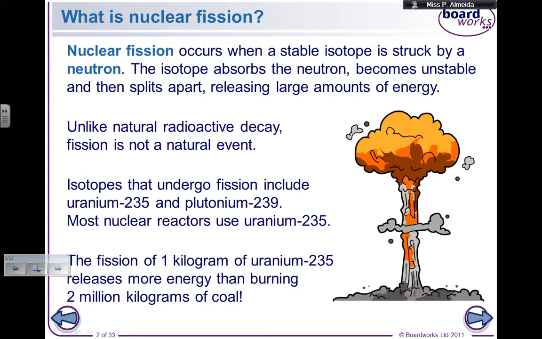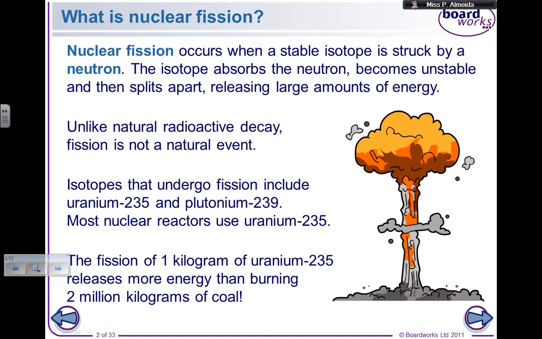The fission of 1 kilogram of uranium-235 releases more energy than burning 2 million kilograms of coal. So what this means is, if I use nuclear fission in nuclear reactors, as a way to generate electricity, then as you can see, I can generate a lot of energy from a smaller amount of fuel. So this is very good in terms of energy demands. Now there are downsides as well, which you already know if you saw my other videos on energy resources.